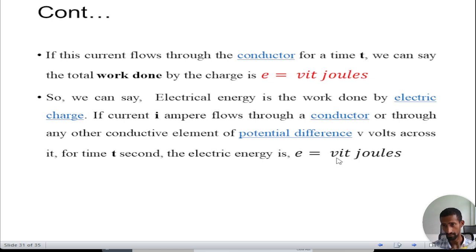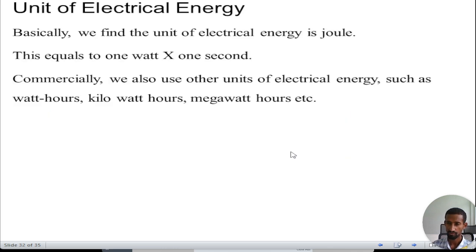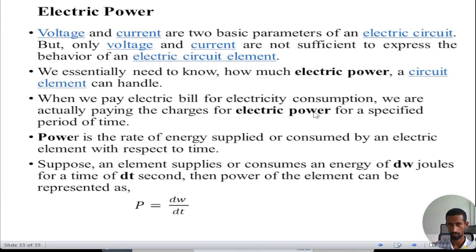What is the unit of electrical energy? Basically, we find the unit of electrical energy is joule. So when you say joule, it is 1 watt times 1 second. Commercially, we also use other units like watt hour, kilowatt hour, and megawatt hour. These are the units of electrical energy.